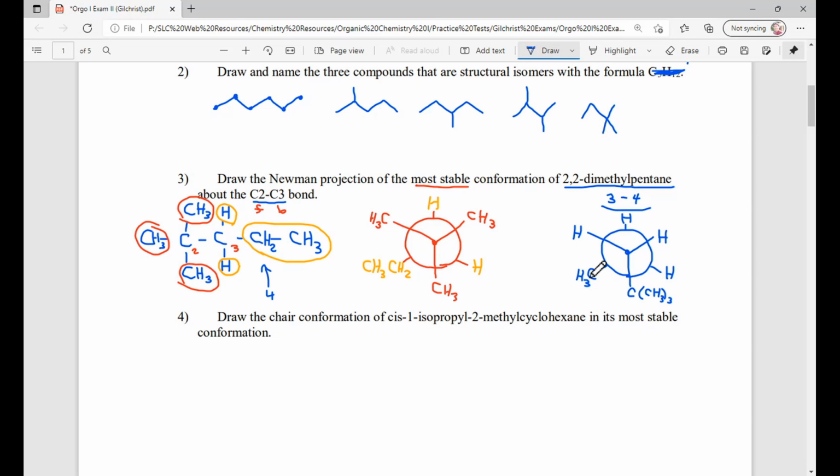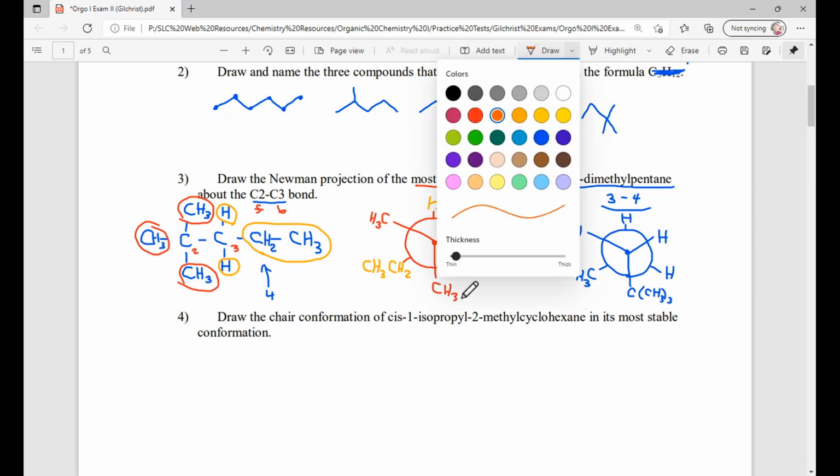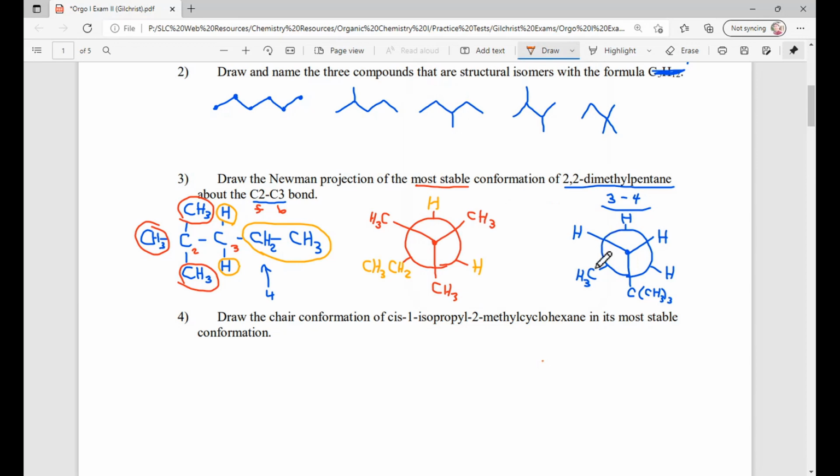So let me repeat that. With the most stable Newman projection, you want the largest groups as far away from each other as possible. So what I would do here to make this the most stable conformation is rotate the back carbon, or you could also rotate the front, but I'd rotate the back carbon. I'm going to rotate this 120 degrees to put that there, which would rotate this 120 degrees to put that there, which would rotate the hydrogen 120 degrees to put that here.